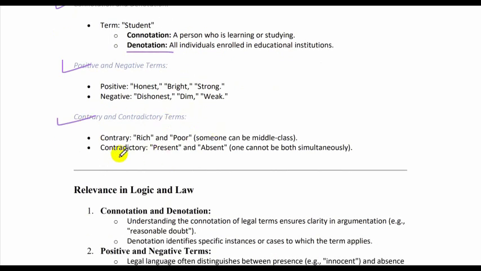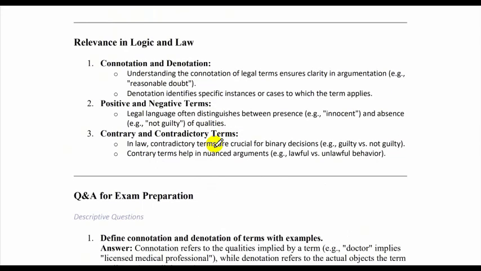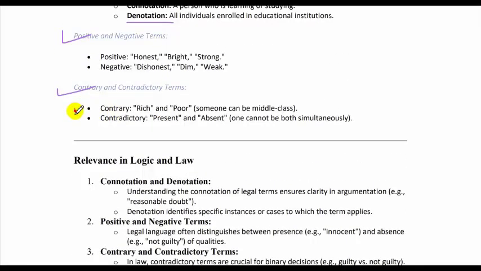Contrary and contradictory terms. Contrary are rich and poor. There could be some middle ground available in contrary, but in contradictory, one is either present or one is absent. One cannot be both simultaneously. Relevance in law and logic. So, for example, you can ask me why rich and poor are not contradictory. There one could be in a middle income group or low income group. Somebody could be less rich, more rich, but one cannot be less present or more absent. I hope you have understood the difference between contrary and contradictory.